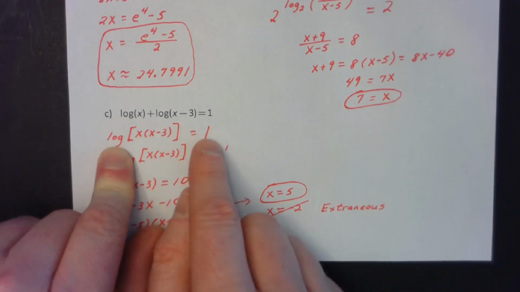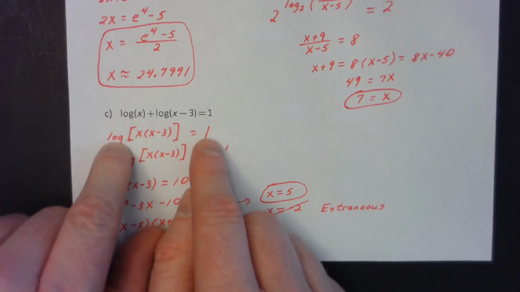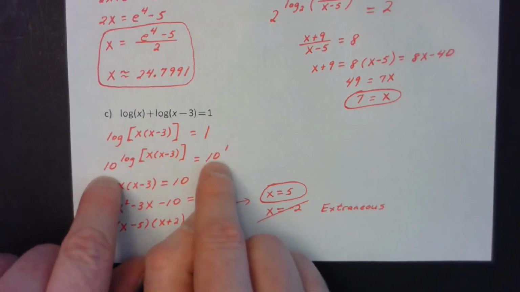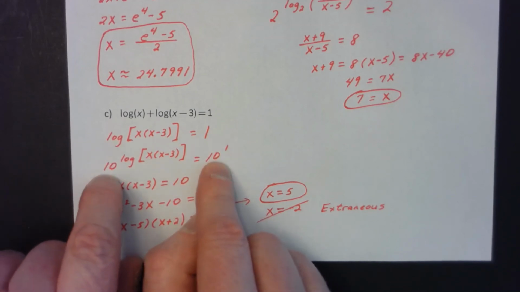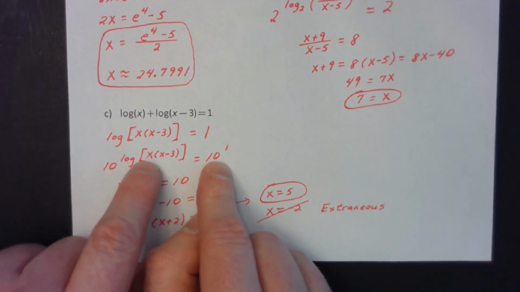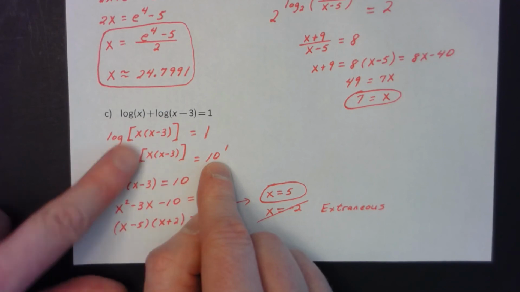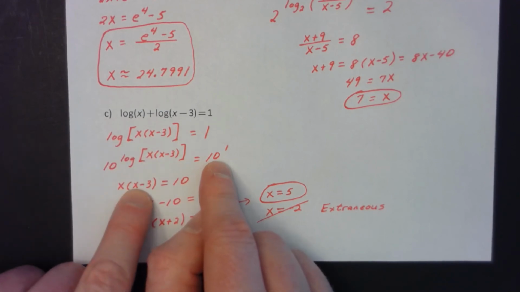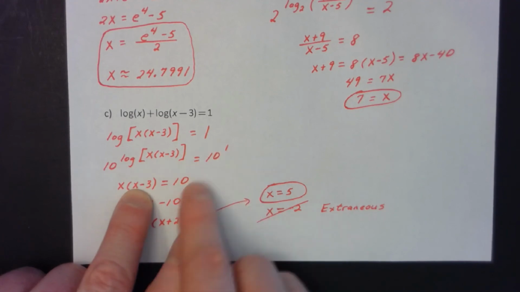My right-hand side is just a 1. Then you can say, I need to get rid of log base 10. How do I do that? I exponentiate both sides of my equation with an exponential base 10. 10 to the log base 10 of x times x minus 3. 10 and log 10 are inverse functions. Your left-hand side is just x times x minus 3. Your right-hand side was 10 to the first, which is 10.